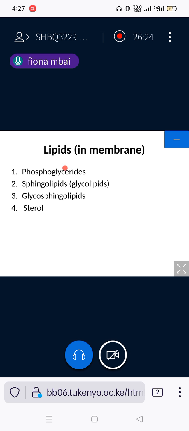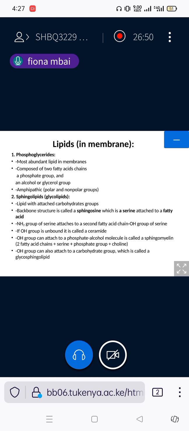So the lipids which are found in membrane are 4 types. They're called the phosphoglycerides, the sphingolipids or glycolipids, the glycosphingolipids, and the 4th type is known as the sterols. And all of this is included in a chapter which I've given you to read in your reference materials for this unit. I'm not going to go into details, except tell you that the phosphoglycerides are the most abundant in lipid membranes.